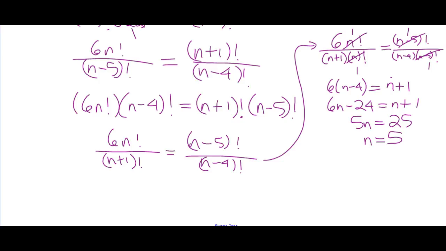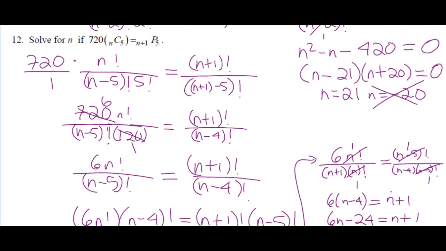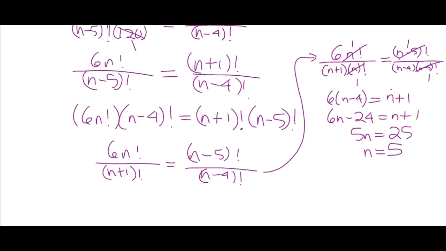Okay, go to verify that. Go 720 times 1, which is 720, and then go 6 P 5.